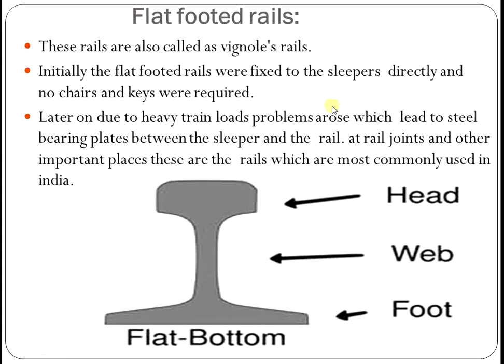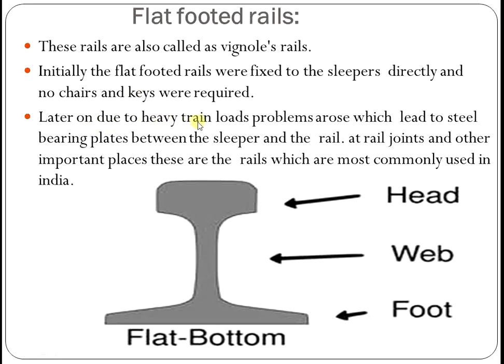Next one is the flat-footed rail. These rails are also called Vignole's rails. Initially, the flat-footed rails were fixed to sleepers directly and no chairs and keys were required. What chairs and keys are, we will see in future slides.